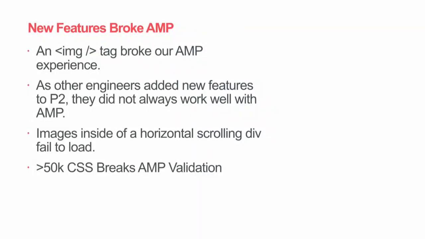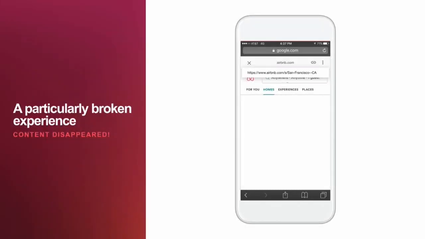New features broke AMP. If an engineer added a single image tag to the page, that would break AMP validation. On the other hand, an engineer might add a feature that didn't break validation, but it still created a really bad experience. Here's an example where the entire search results just rendered blank.